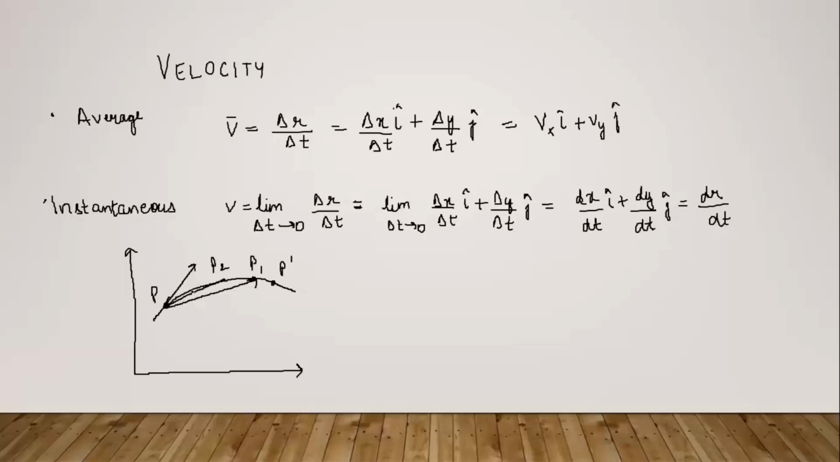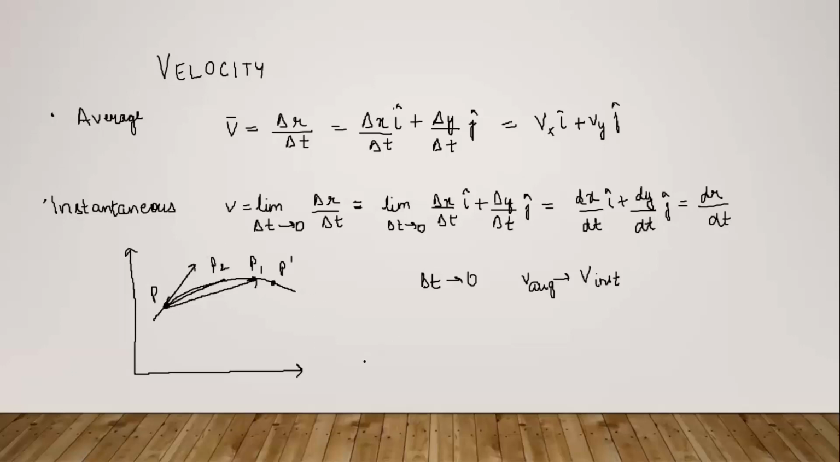This is the direction for the displacement vector in this case. As we see, as delta t is tending to 0, V average, that is average velocity, is tending to instantaneous velocity. So this is the concept behind the instantaneous case. The direction of the instantaneous velocity is always a tangent to the path at that point, at whatever point we want to calculate the instantaneous velocity.